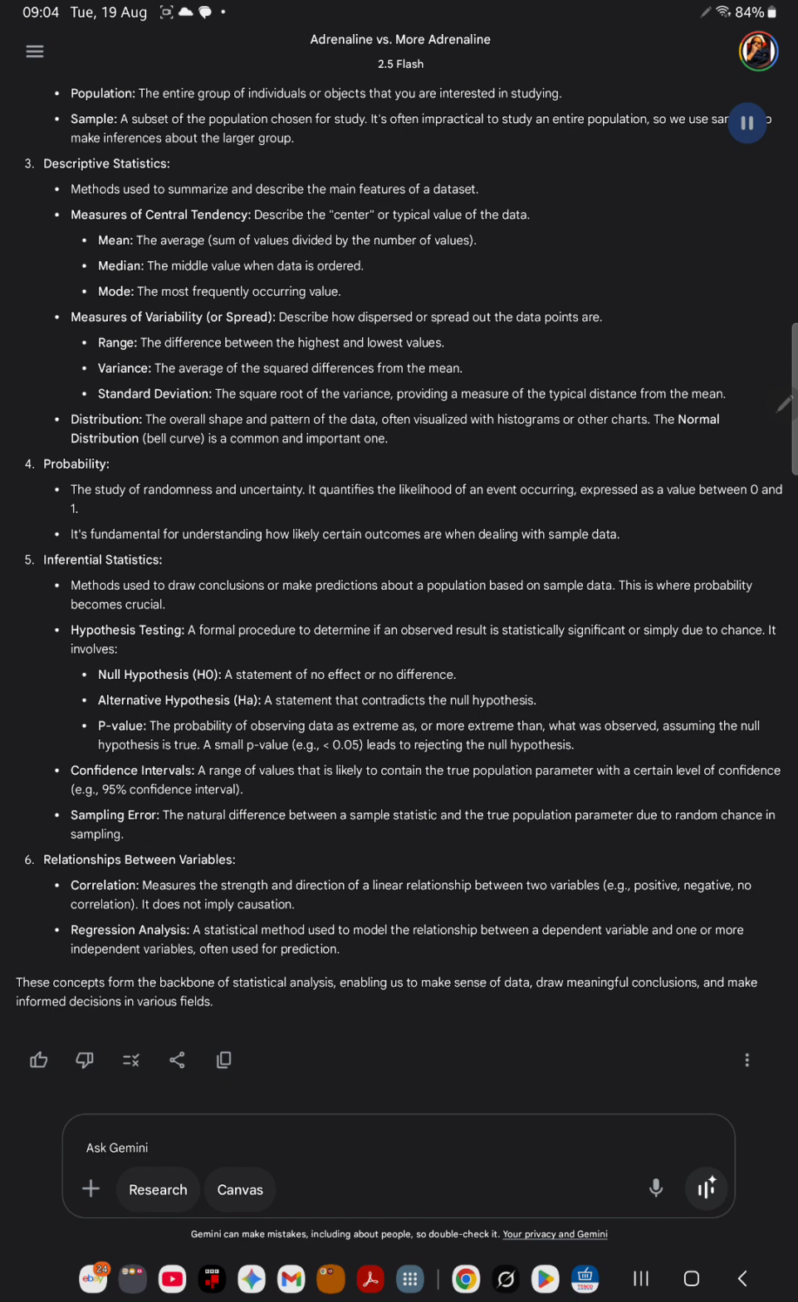6. Relationships between variables. Correlation measures the strength and direction of a linear relationship between two variables, e.g., positive, negative, no correlation. It does not imply causation. Regression analysis: a statistical method used to model the relationship between a dependent variable and one or more independent variables, often used for prediction. These concepts form the backbone of statistical analysis, enabling us to make sense of data, draw meaningful conclusions, and make informed decisions in various fields.